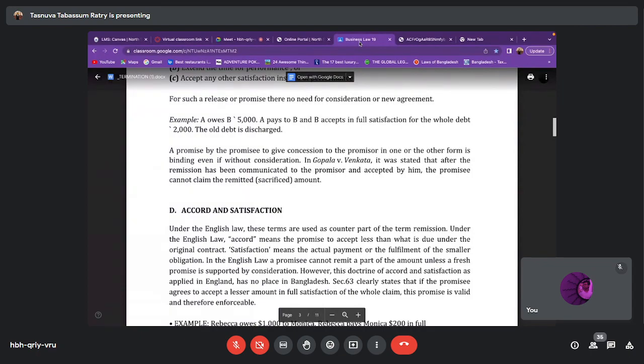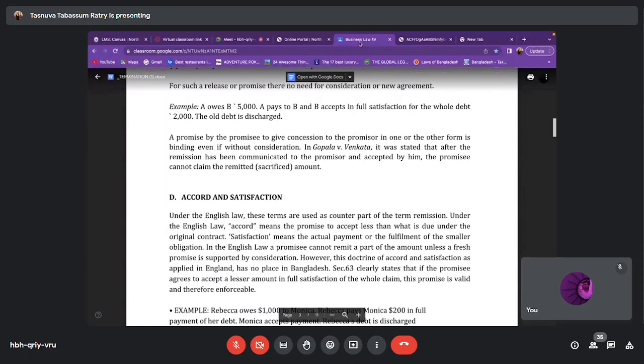The old debt of 3,000 taka is discharged. We call that termination by mutual agreement through remission. Remission is also a method to terminate a contract by mutual agreement. So that's all you need to know for remission.